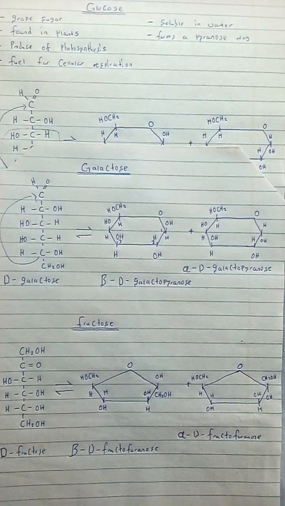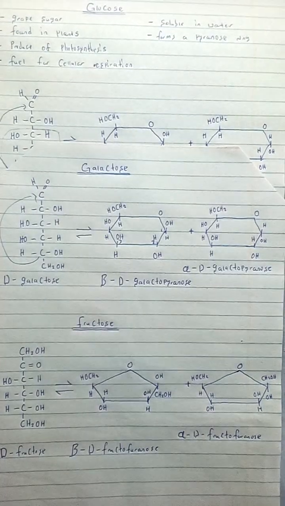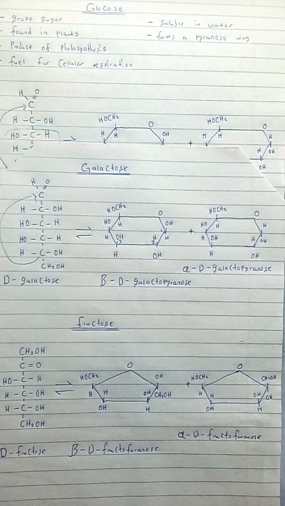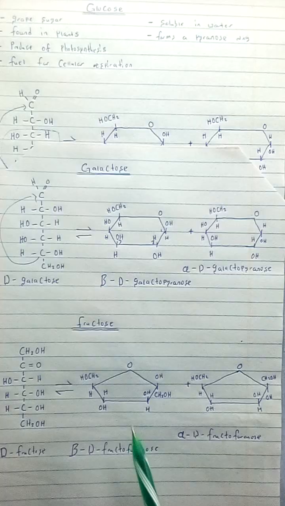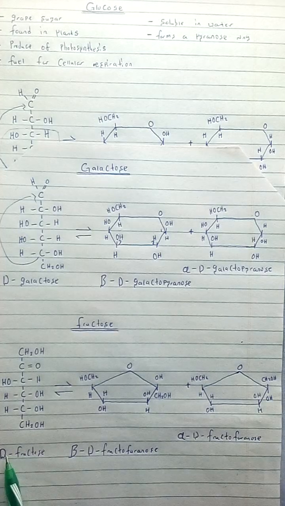We also have stereoisomers. Stereoisomers are molecules which have the same molecular formula and structural formula, but differ in the spatial arrangement of atoms in molecules. Examples of this are the alpha form and the beta form, as you can see. So the alpha and the beta form are stereoisomers of each other.